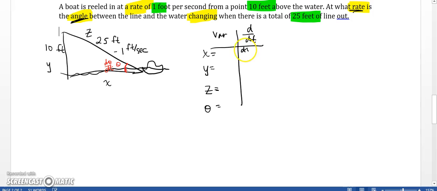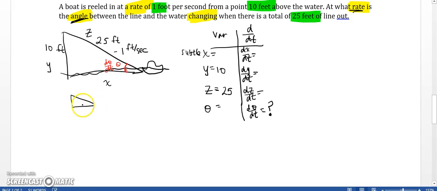For every single variable, I'm right away going to put the rate of change with it so I don't forget. For whatever variable, you need the d dt. And then there's d theta dt. I'm right away going to put my question mark right here because I want to know what is the rate of change of the angle. Theta, I don't know. Z is 25. Y is 10. X, I don't know, but it's subtle. I can get X very easily. If I have two sides of a right triangle, you can get the third one using the Pythagorean theorem. We'll do that in 1 second.